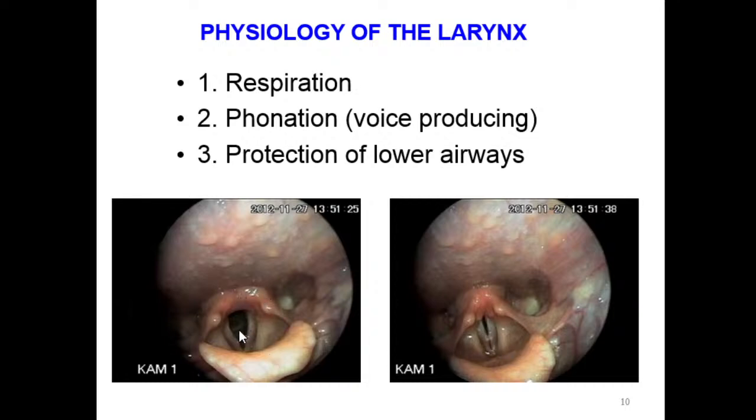This is the position of the vocal cords when they are relaxed, and here during phonation. You can see that normally vocal cords are symmetrical, of gray color, and during phonation they firmly close the entrance to the trachea.